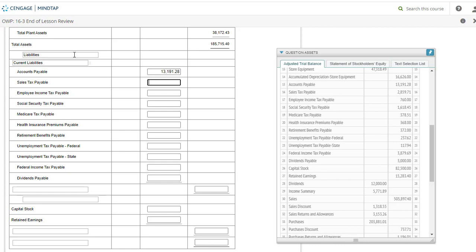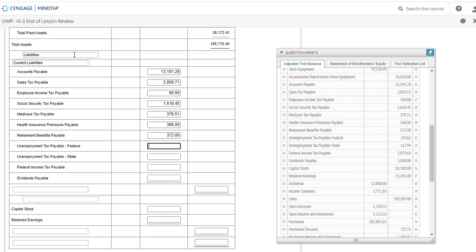13,191.28. Our sales tax payable is 2,859 and 71 cents. Our employee income tax payable is $760. Our Social Security tax payable is $1,618.45. Our Medicare tax payable is $378.51. Our health insurance premiums payable is $368. Our retirement account, our benefits payable is $372.